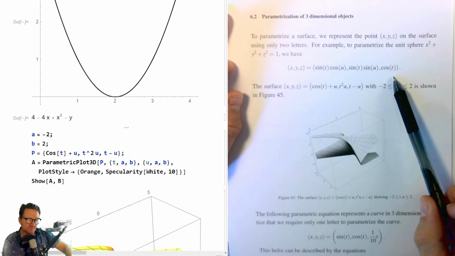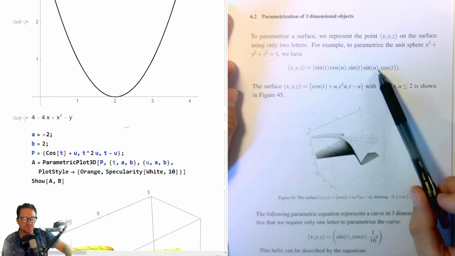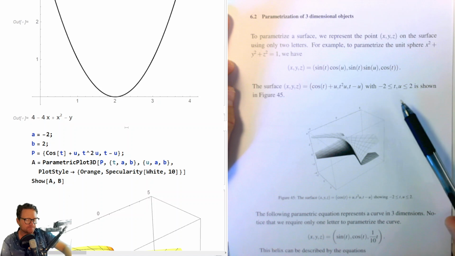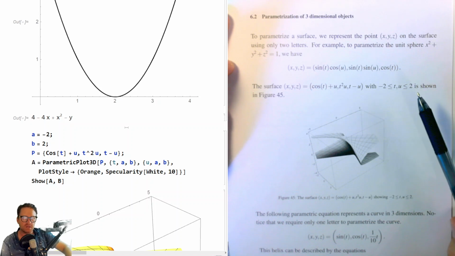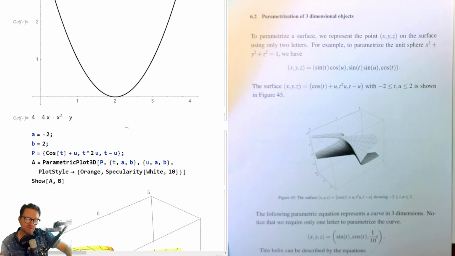All right, so this gives you a description of all of the points on the unit sphere in terms of only 2 chosen letters. So if you choose two real numbers, t and u, plug them into this description, well, it gives you a point on the unit sphere. Okay.